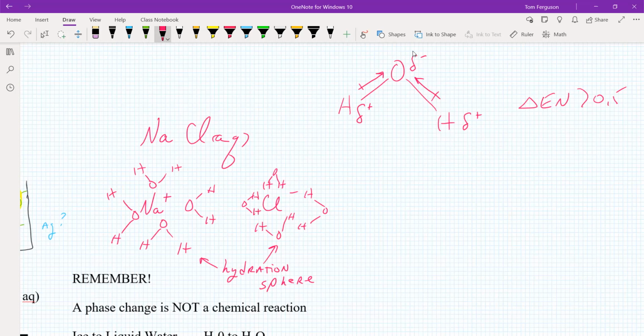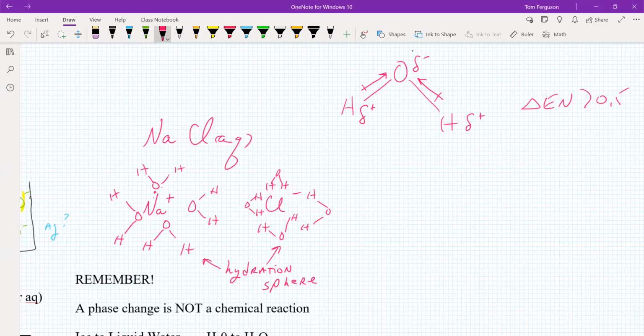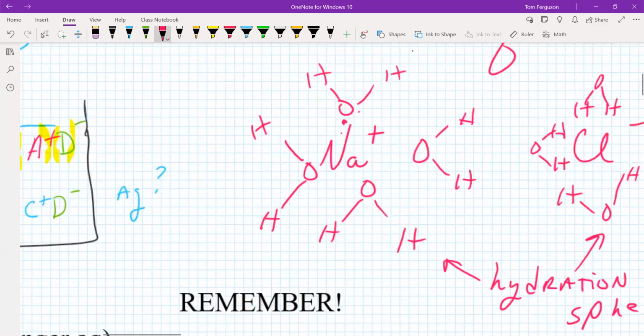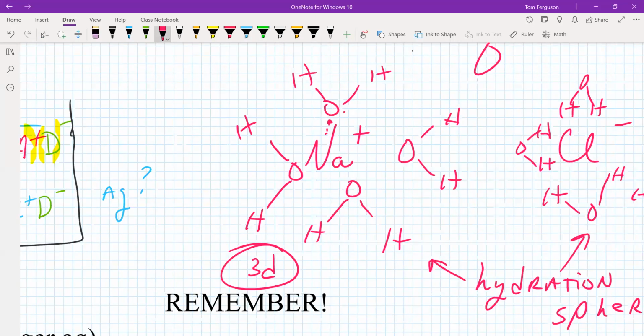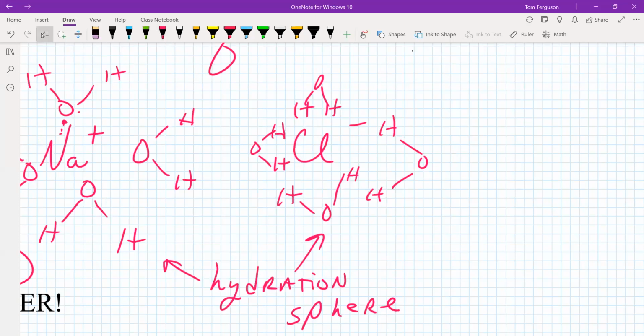So what happens is that cation, that sodium cation, the negative oxygen is being attracted to the sodium all the way around, in 3 dimensions. Now, this is 3D, remember. So we made like a bubble around that sodium. And conversely, we've made a bubble around the chloride ion with the H's.